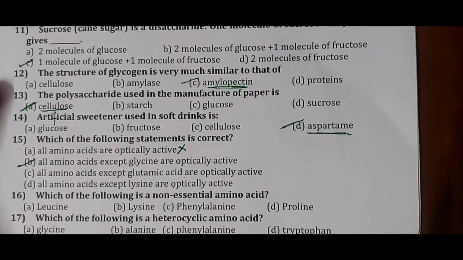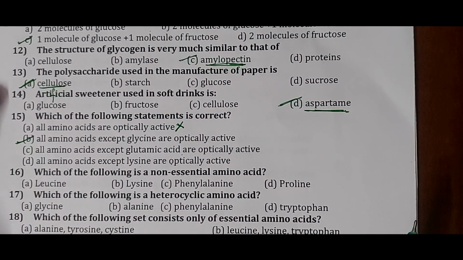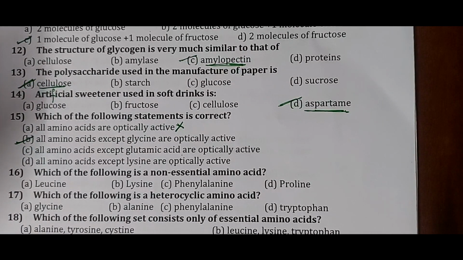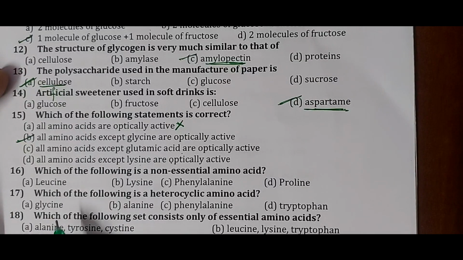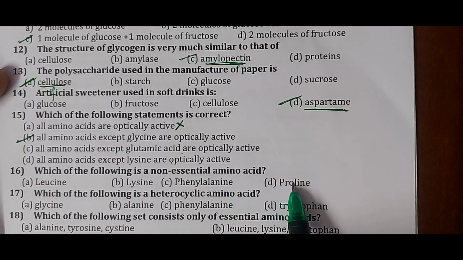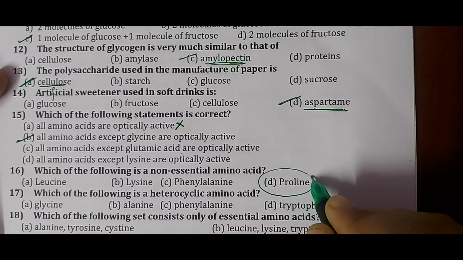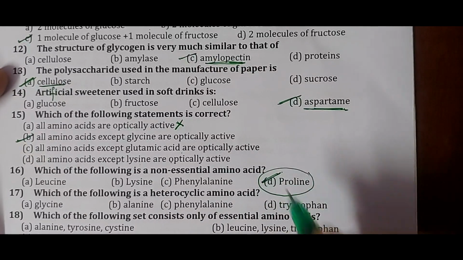Next we'll go with question number 16. Which of the following is a non-essential amino acid? You should know that there are 20 amino acids, out of which 10 are essential and 10 are non-essential. We will refer to NCERT and discuss it. Here, leucine is an essential amino acid, lysine is also an essential amino acid, phenylalanine is also an essential amino acid, and proline is a non-essential amino acid. So option D is the correct answer.